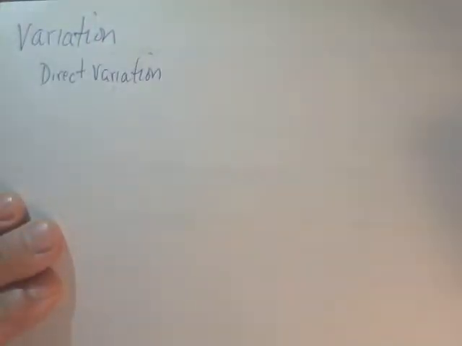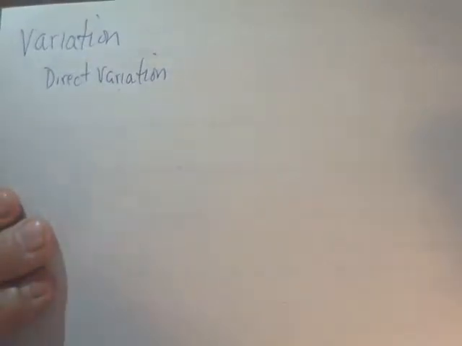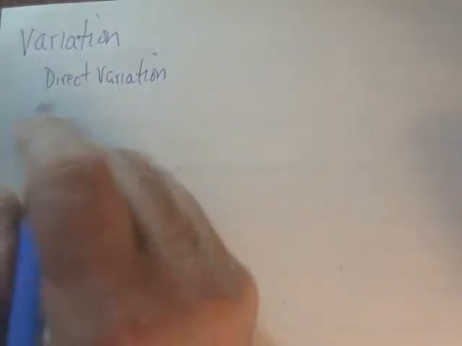Variation is the topic we want to discuss right now and go over. There are two types of variation. We can have direct variation, which means that as one variable increases, the other variable increases. As one variable decreases, the other variable decreases. So that means they vary directly. For example, the more hours you work, the more money you make. That is a direct variation.